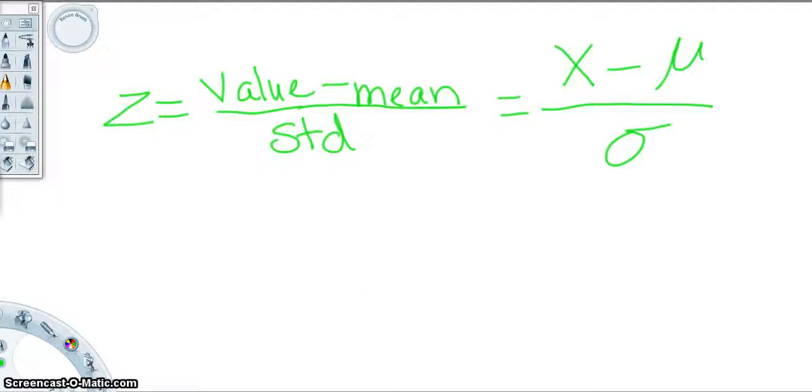To solve problems by using the standard normal distribution, transform the original variable into a standard normal variable by using the formula that I gave you yesterday, and it's also here on the screen. We have z equal to the value, subtract the mean, divided by the standard deviation. You can see here in words and here in symbols.